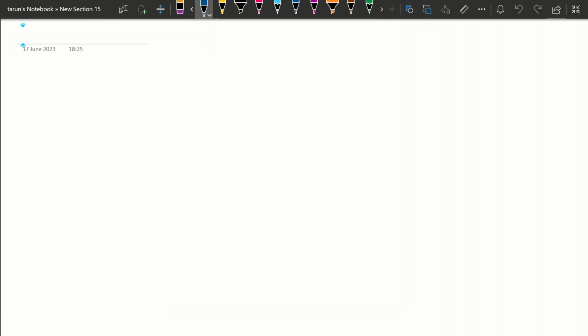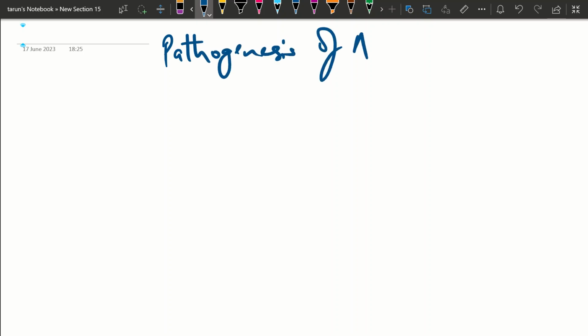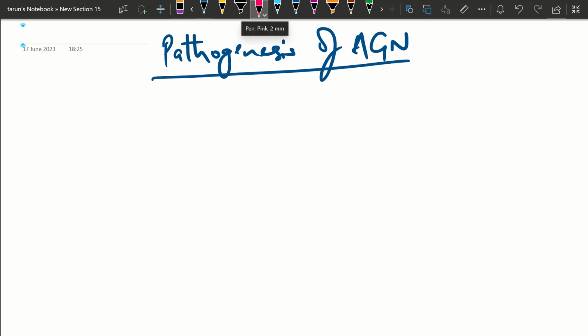So friends, today we'll discuss the pathogenesis of acute glomerulonephritis. So what is the pathogenesis of acute glomerulonephritis? Today we'll discuss that. As we discussed in our previous lecture, this infection is caused by bacteria, that is the streptococci. So it enters the body.